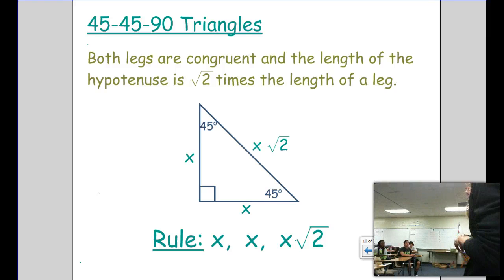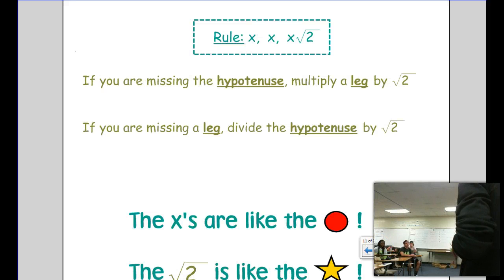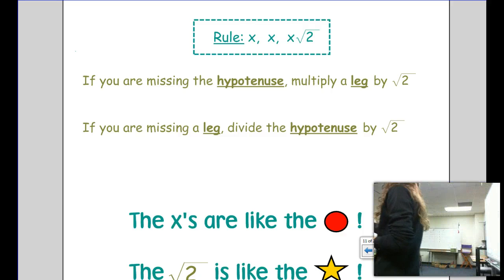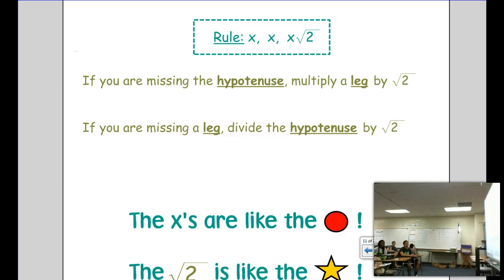There are 2 types of special right triangles. The next one is 30, 60, 90. All right, now, if you're trying to find a hypotenuse, you're going to multiply by root 2. So 5, 5, 5 times root 2. If you're trying to find a leg, you have to go backwards, so you're going to divide by root 2. Hypotenuse, you multiply. Leg, you divide. So you're writing hypotenuse in the blank and leg, and then leg and then hypotenuse.